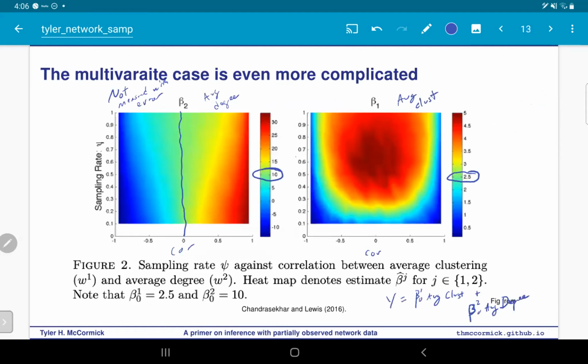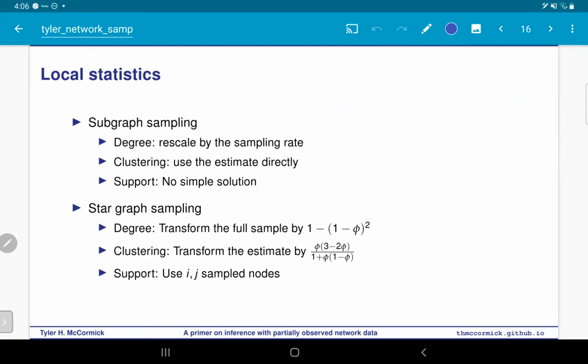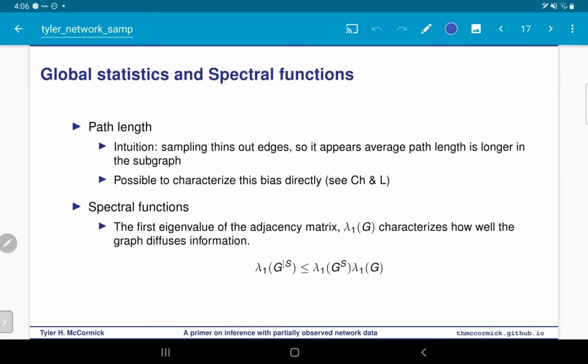Okay, so this is a set. Again, I'll refer you to the Chandrasekhar and Lewis paper for full details, and then just move on to the global statistics and the spectral functions. In terms of the global statistics, so the path length, and this is the average path length.